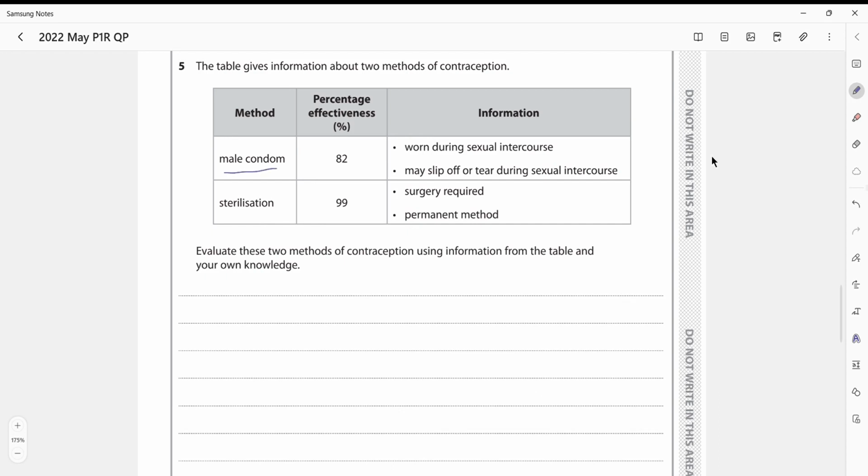Sterilization can be for the male and for the female. If it's for the male, you would cut the sperm ducts so that the sperm is unable to leave the body. Whereas for females, you would cut the oviducts so that the egg is unable to go and be fertilized by the sperm. Based off of the table, we can see that sterilization is a lot more effective than the male condom.